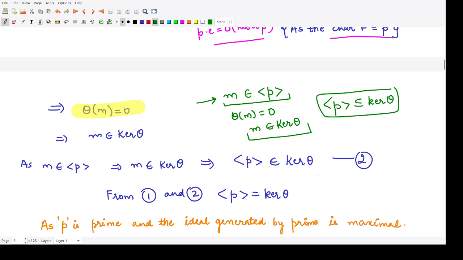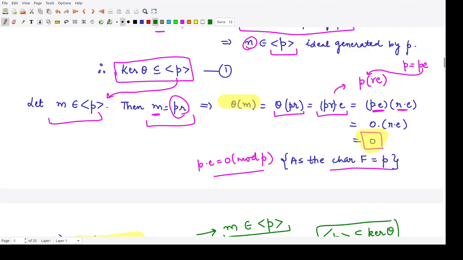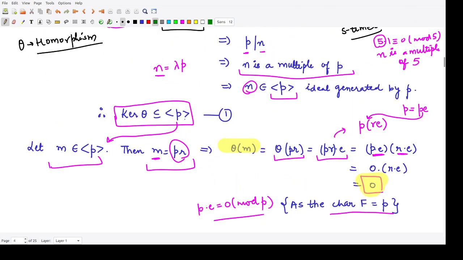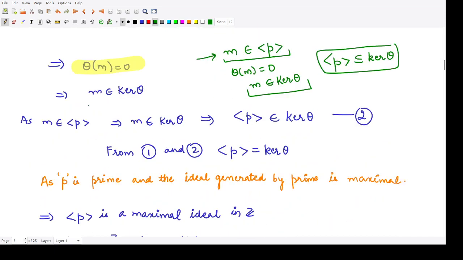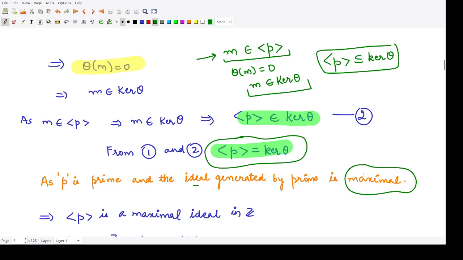This is equation number 2. Equation 1 was that the kernel of theta is contained in the ideal generated by P, and now we have the condition that the ideal generated by P is contained in the kernel of theta. So from here we conclude that the ideal generated by P is equal to the kernel of theta. Now because P is a prime number, the ideal generated by P would be a maximal ideal. This is from some previous results based on ideals.